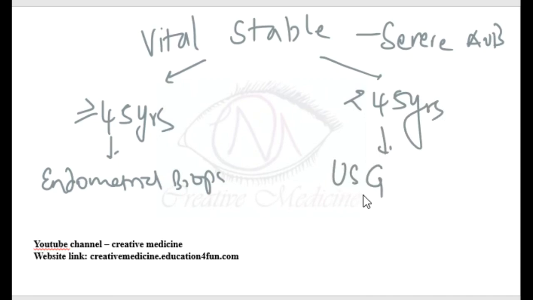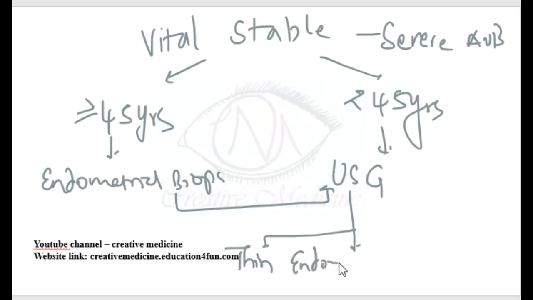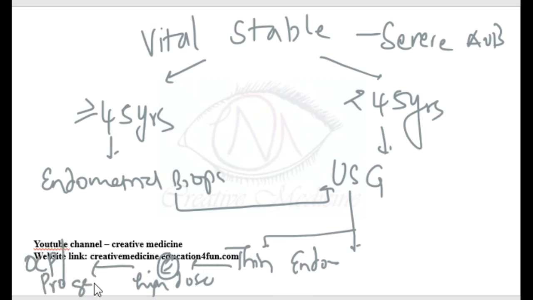If you see in the ultrasound report that the patient has thin endometrium, then you should give high dose estrogen. Oral estrogen is given, followed by oral contraceptive pills or progesterone. So if there is thin endometrium, then we will give high dose estrogen followed by oral contraceptive pills or progesterone.